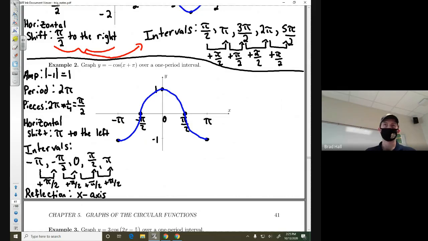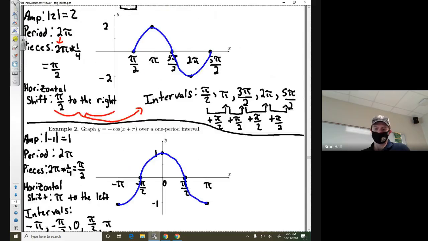How many places you have to move it just depends on the pieces, how many negative pieces or negative interval values. It was shifted by pi, and then the pieces is pi over 2, so that's 2 pieces. And you could see the difference between the first example and the second example. The first example, I didn't have any tick markers on the left side of the y-axis because I knew you were going to shift to the right.